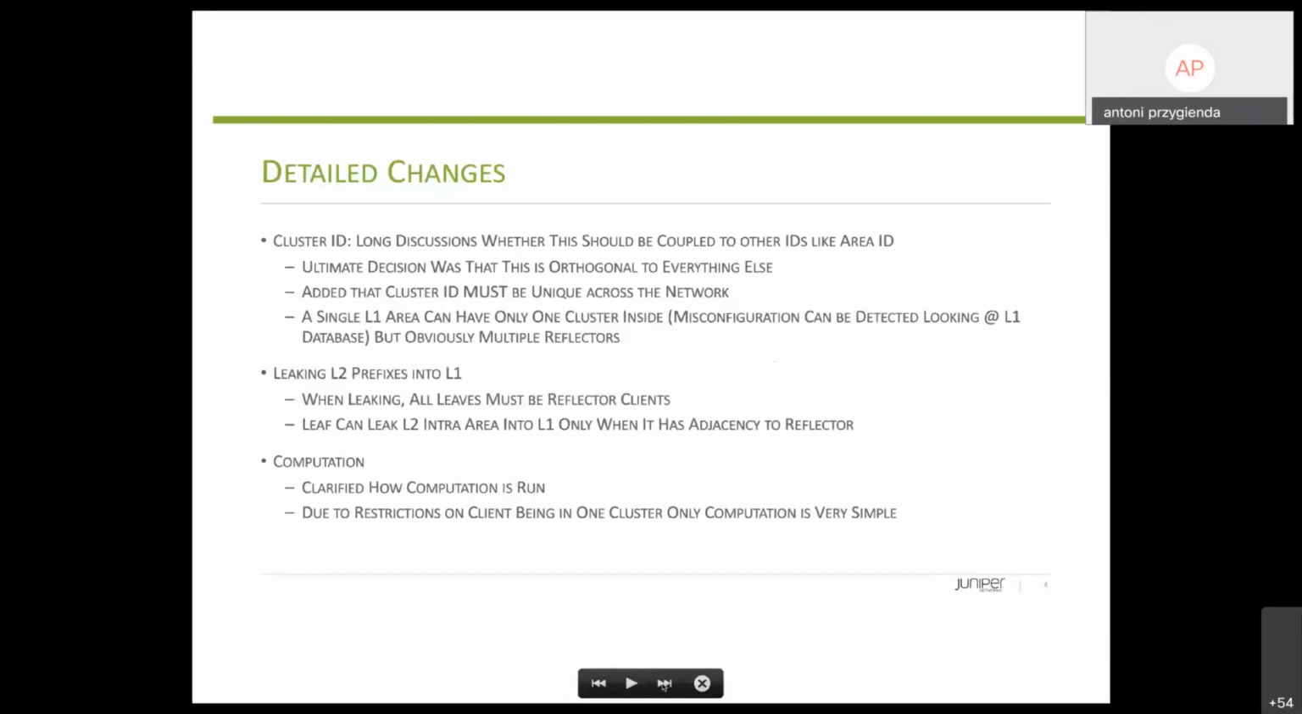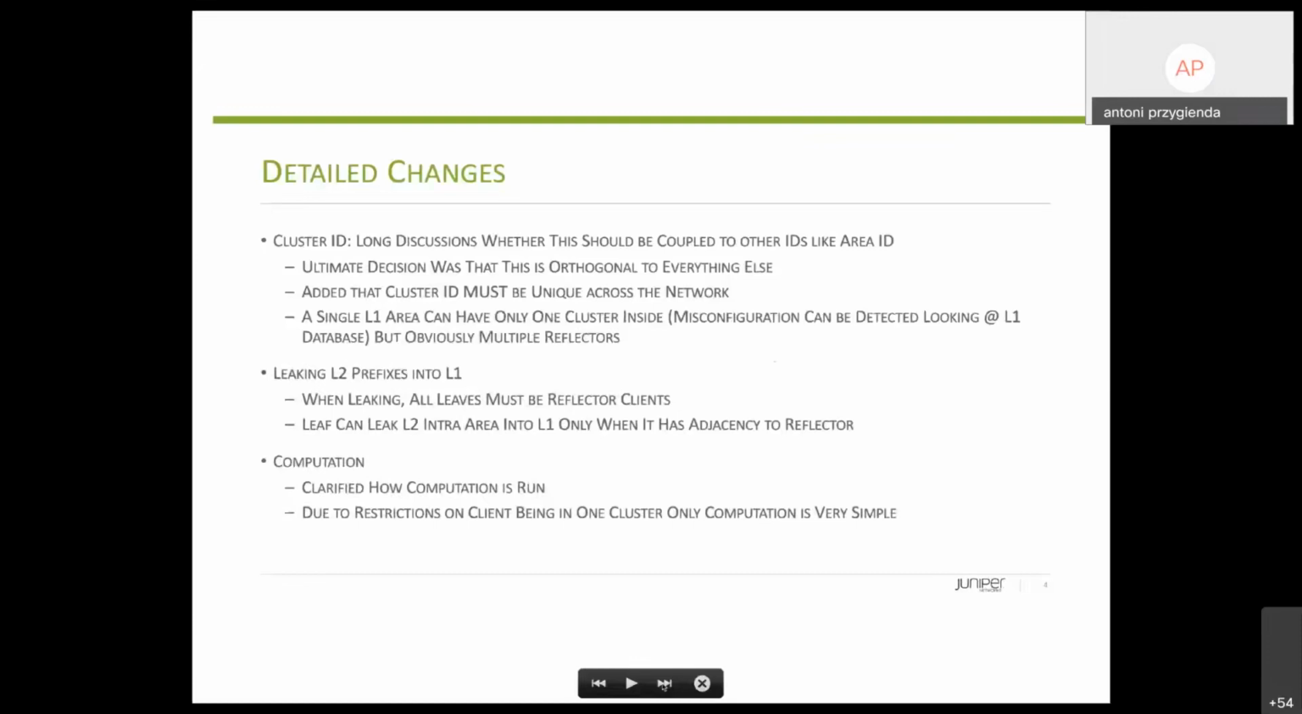And to prevent deployment surprises, we added that the cluster ID should be unique across the network. So let's assume we're running L1, ISIS, where we're reflecting all the stuff around; the cluster ID will be unique in each of these L1 areas across the network. So operationally, if something goes wrong, these things will not merge and they're easy to identify, who and where. So a single L1 area basically has a single cluster inside. But of course, you can build arbitrary redundancy by having multiple reflectors, right?